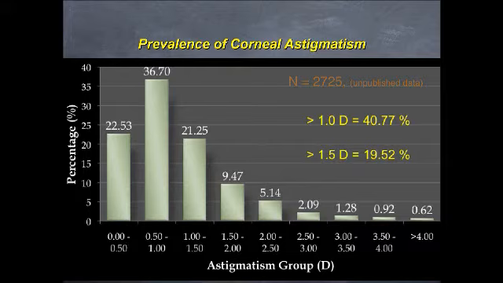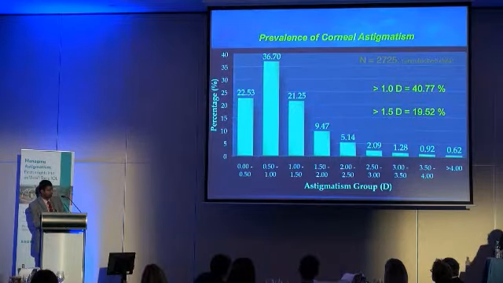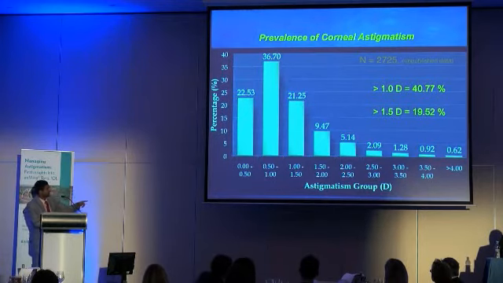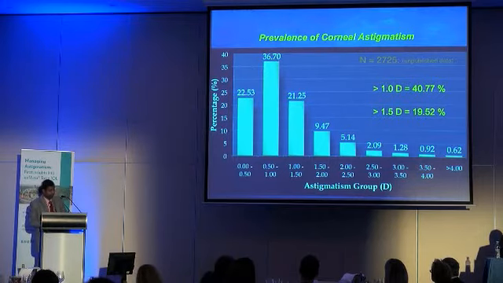This is a study which is ongoing currently in my practice in Scotland. We are tabulating the prevalence of corneal astigmatism in all of the patients who come in for cataract surgery. This is an ongoing study, and as you can see, this work has just been submitted for publication. We currently have close to 3,000 eyes. On the x-axis is the astigmatism in 0.5 diopter steps, and on the y-axis you have the percentage of patients. That's the prevalence of corneal astigmatism in the normal cataract surgery population in my practice.